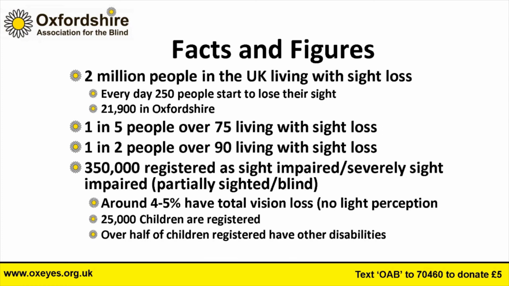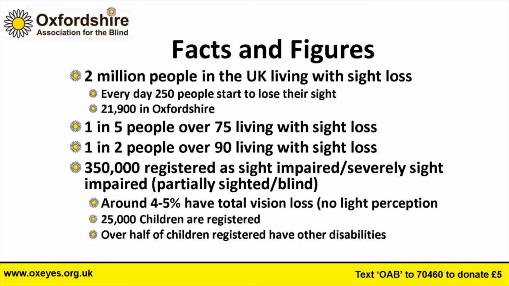So we're going to bombard you with a few facts and figures. Everybody likes a good statistic. So in the UK, 2 million people are living with sight loss. Every day, 250 people start to lose their sight. And in Oxfordshire, it's just over 22,000 now. I think they're estimating, but that was the figure when I put this together. 21,900 people living in Oxfordshire who have a form of sight loss. And this is due to an ageing population, as you see in the next part.